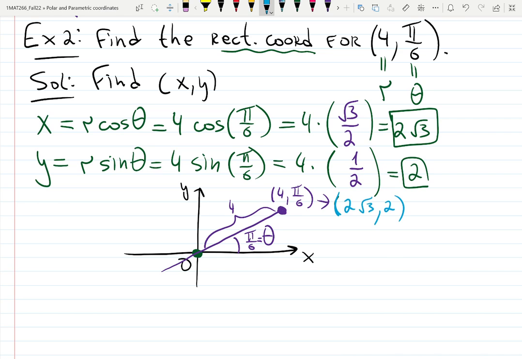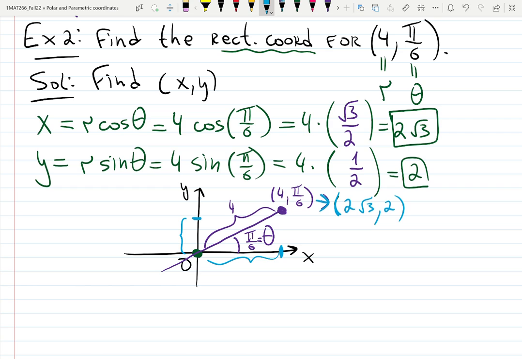Make sure it also makes sense from the graph. It makes sense because I can see 2 square root of 3 to the right, and then 2, a little bit less, up. So it makes sense. So we jumped from polar to Cartesian. That's good. That's the answer for this problem. What do you think about that? No questions, ideas? It's kind of not very interesting, but it's because it's the beginning.